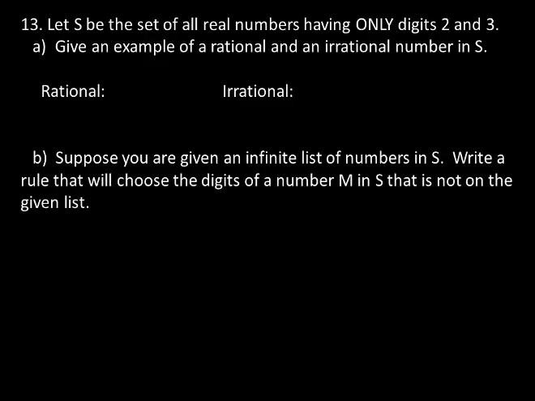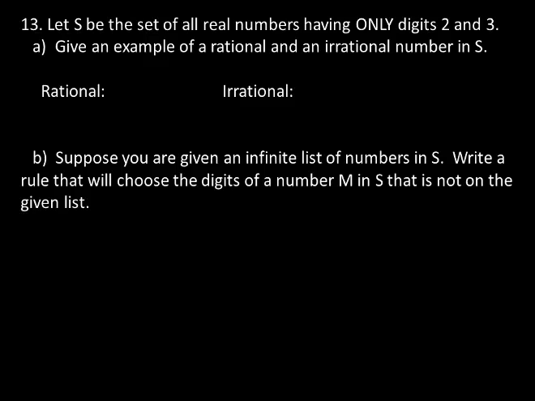Number 13, let capital S be the set of all real numbers having only digits 2 and 3. Give an example of a rational and an irrational number in S. Okay, well, these numbers are scattered all over the real number line. You have big ones, like 3333333.22222. And you have negative numbers, positive numbers, but they only have digits 2 and 3. So there are so many answers you could give here.